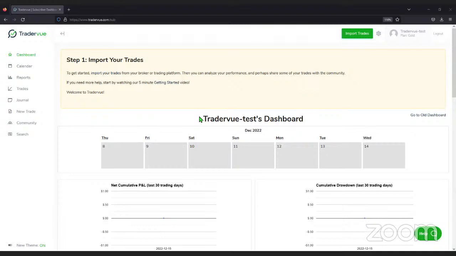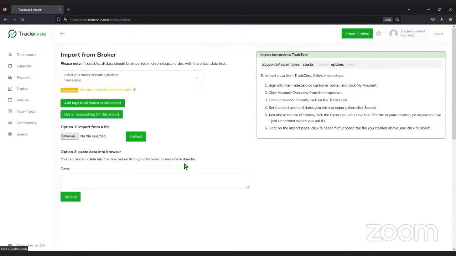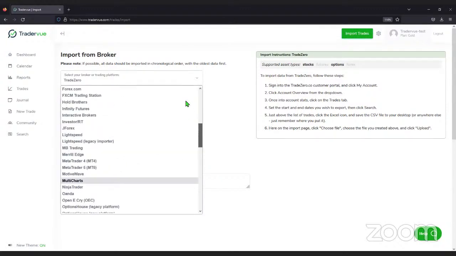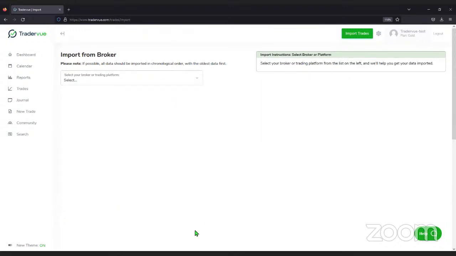But the first thing that you should do as soon as you get your subscription to Tradervue is go here in the top right corner and click on import trades. That's the first thing that you will do. And so after that, you are in the import section. And what you get is a screen that is basically like this. And so it's asking you to select your broker or trading platform.